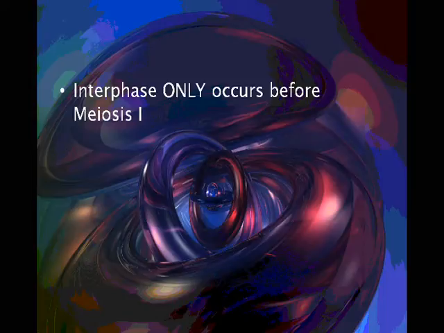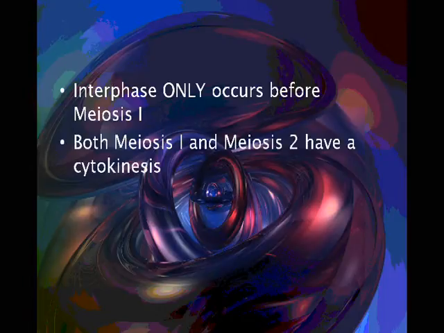Interphase only occurs before meiosis 1, so the process of G1, S, and G2 only occurs before the first round of meiosis. In between meiosis 1 and meiosis 2 is a resting period in which the cell can grow, but DNA is not duplicated a second time. Both meiosis 1 and meiosis 2 have a cytokinesis associated with it, so that once this nuclear information has divided, then the rest of the cell will also divide.